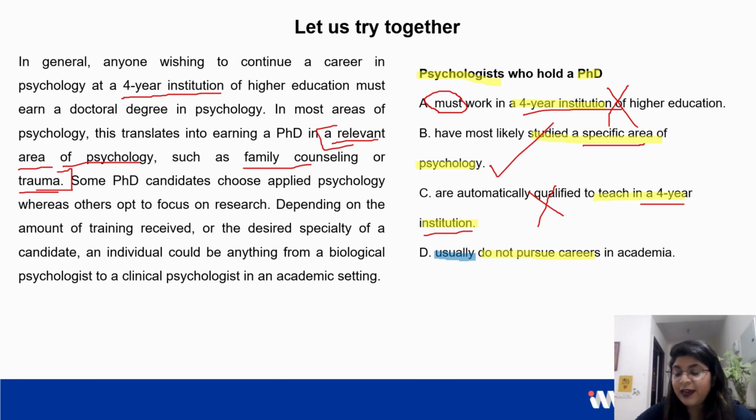For the safer side, let us go through D option as well. Usually they do not pursue careers in academia. Now again, no such kind of information is provided in the text whether they do not pursue careers in academia or not. So let us eliminate this answer as well.